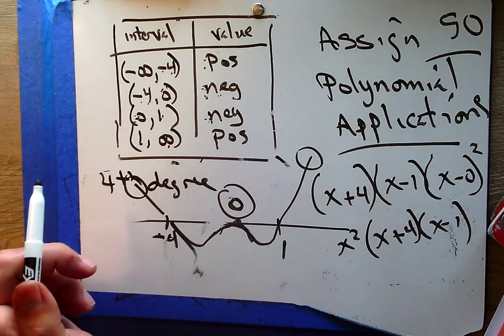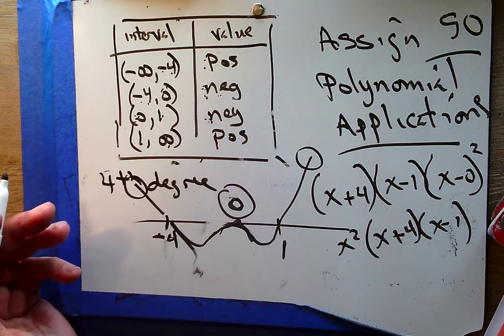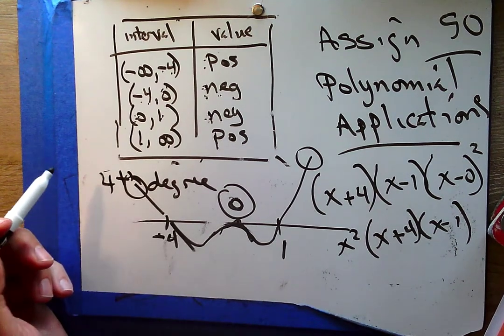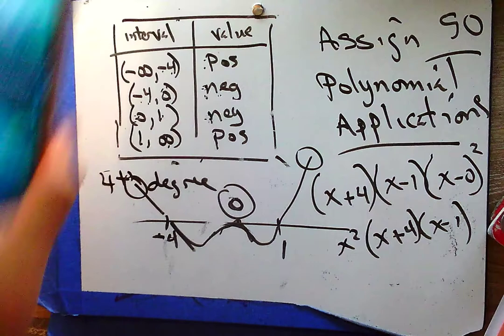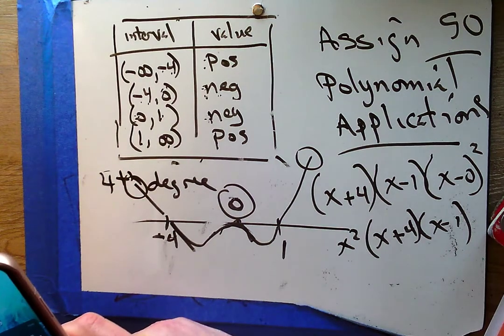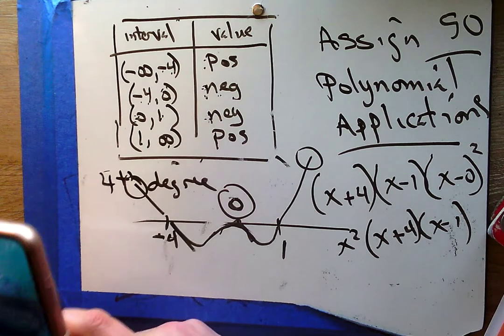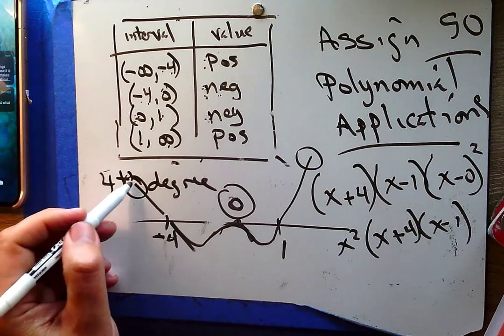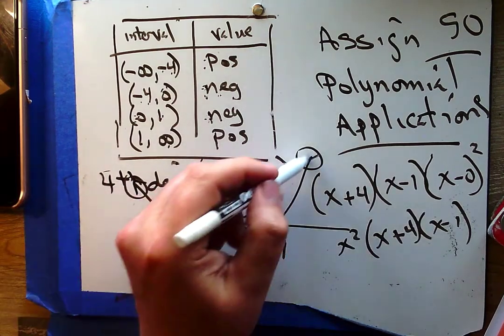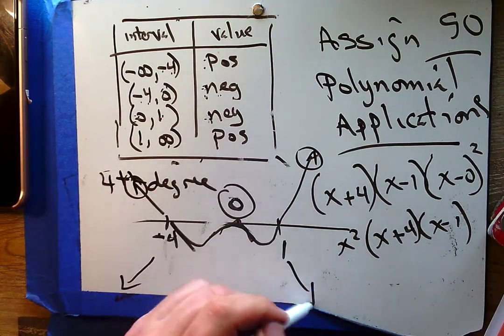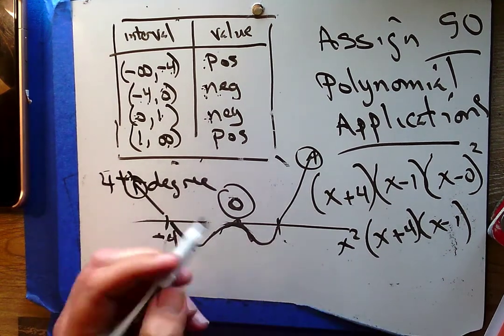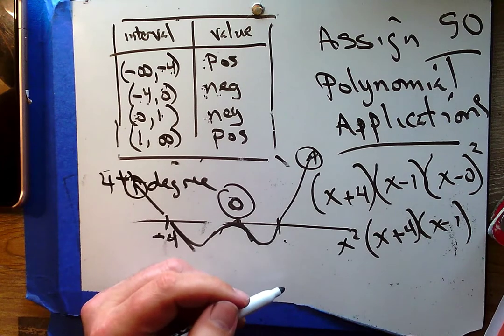Part D, the leading coefficient. Is the leading coefficient here positive or negative? What can you tell me about the leading coefficient of this polynomial? Positive or negative? I agree that this has to be a positive leading coefficient because both ends are going up, not both ends going down. If both were going down, I'd say there's a negative leading coefficient. Both are going up, so I say positive leading coefficient.